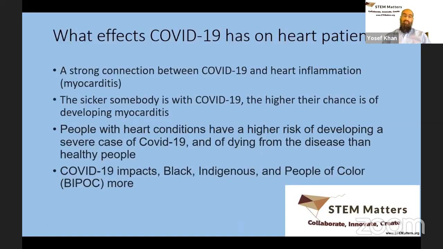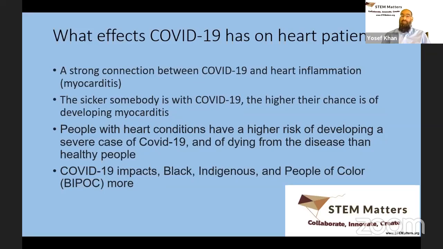And so lastly, I want to kind of touch upon all the things that we've learned over the last 12 months, looking at data, looking at the epidemiological investigations related to COVID-19. What effects COVID-19 has had on heart patients? And it's important to understand first and foremost that COVID-19 is a novel disease. It's a novel virus. Up until 12 months ago, or 14 months ago, we really didn't know anything about COVID-19.